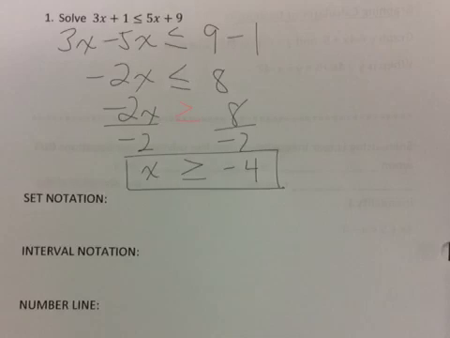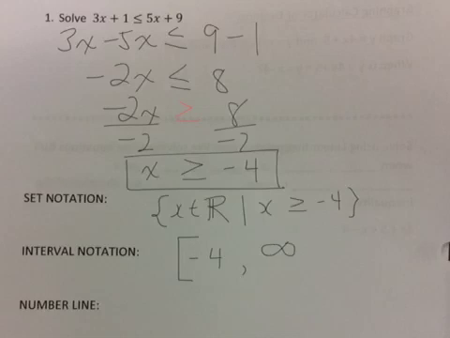Okay, so in set notation, start off with the braces: x is an element of R such that x is greater than or equal to negative 4. Okay? Interval notation, since we have an equal to sign there, that means we're going to require a round and also a square bracket. So for the negative 4, we're going to have the square bracket there because it includes negative 4. And since it's greater than, we're going to have a positive infinity. And we never put square brackets next to any type of infinity.